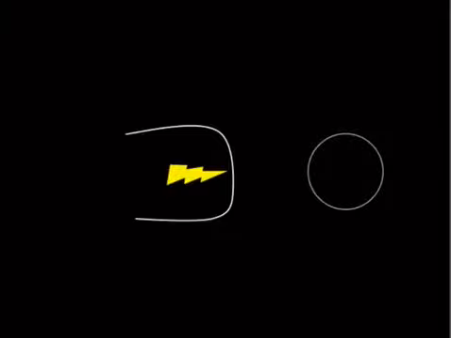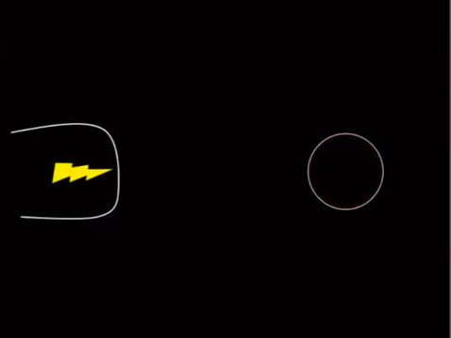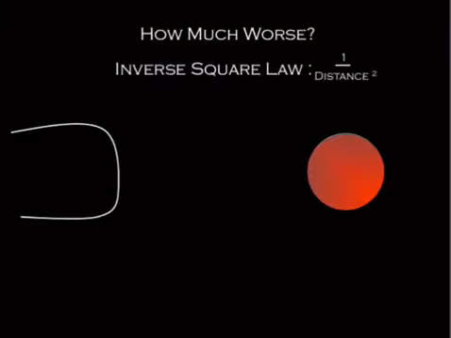Now, one of the factors that decides how bad your noise is, is how close you are to the detector. When you're close, it's not bad, and when you're far away, it's worse. Just like dose. In fact, exactly like dose, the worseness is described by the inverse square law.